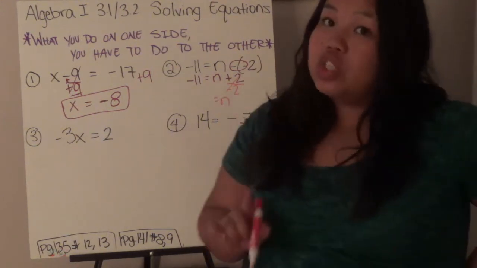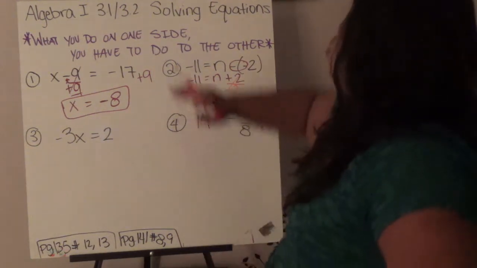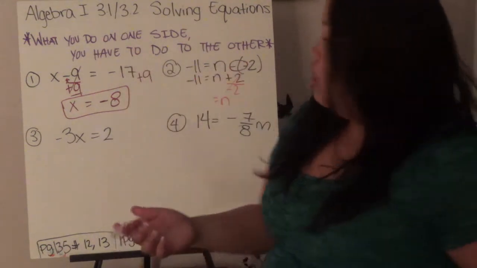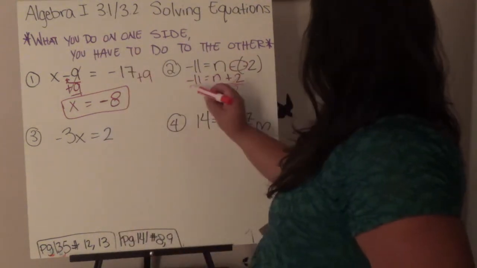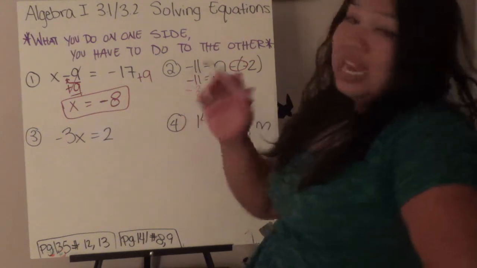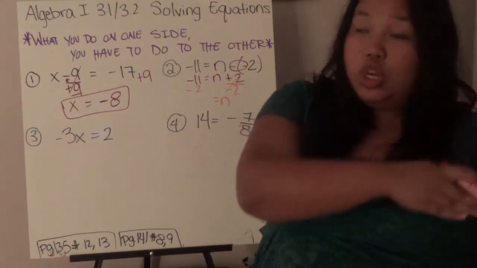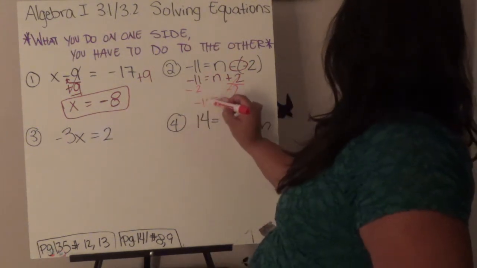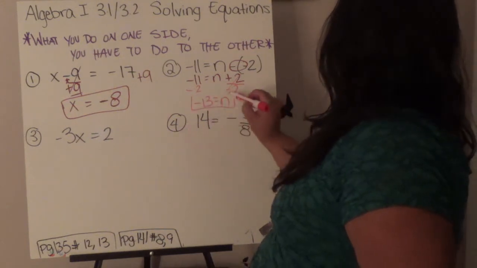But again, I can't just do it to one side. Whatever I do to one side, I have to do to the other. So if I'm subtracting 2 from this side, I have to subtract 2 from this side. Negative 11, jumping down 2, will give me a negative 13. And that is my answer.